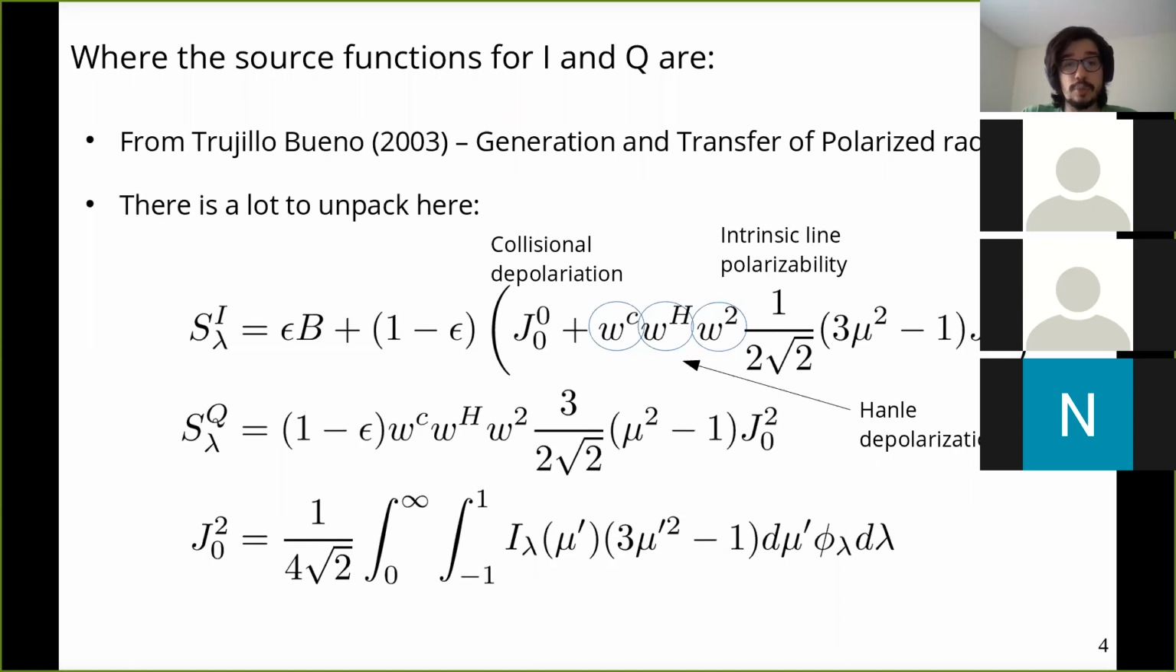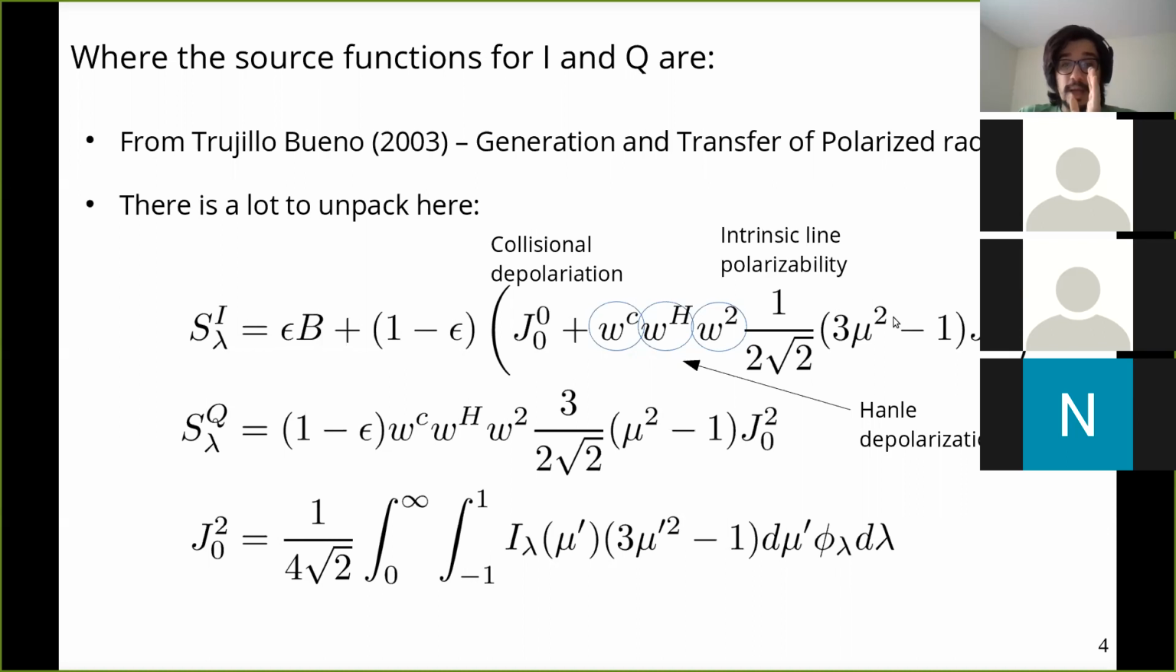Also, this anisotropy is going to influence the source function. And more importantly, there's going to be this factor here, 3 mu squared minus 1. So the source function is direction dependent. Okay? And this is very important. Why is that very important?